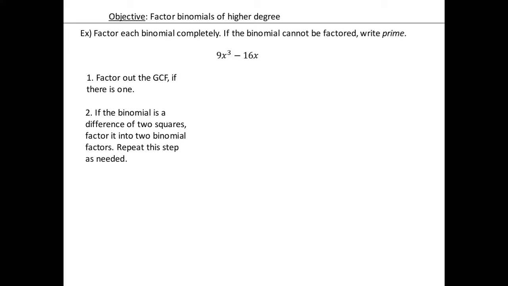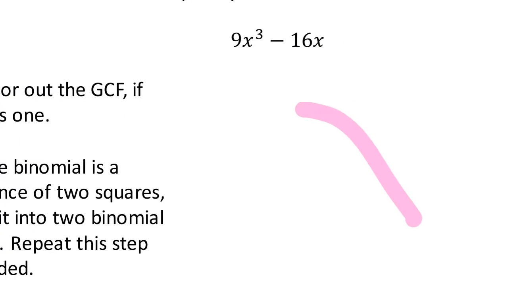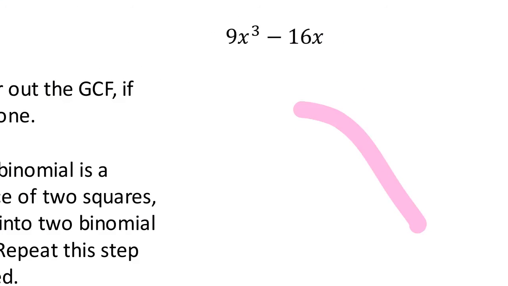The directions say to factor each binomial completely. If the binomial cannot be factored, we write prime. So if you look at your notes, it is right next to the prior knowledge. You do have this on your paper. We have 9x cubed minus 16x.